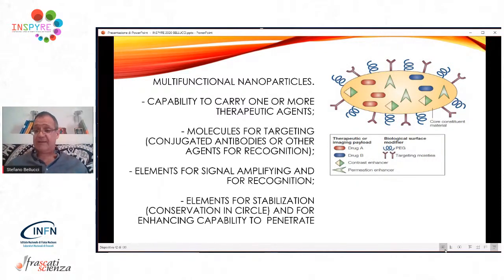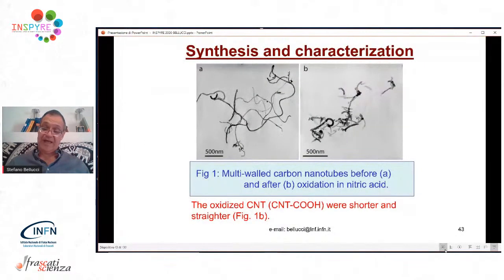We can have also targeting moieties or polyethylene glycol as a biological surface modifier, so that we can really end up docking into some specific receptor that will constitute an interest for us. For instance, we want to target the liver, we want to target the brain, we want to target another organ in the human body, we can do that.